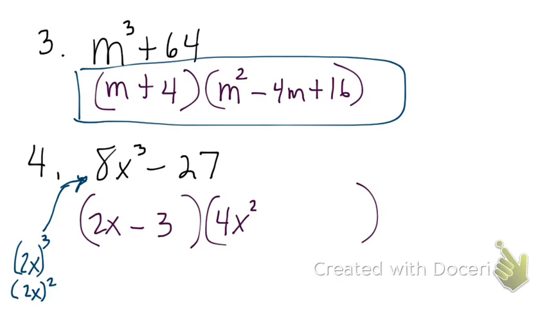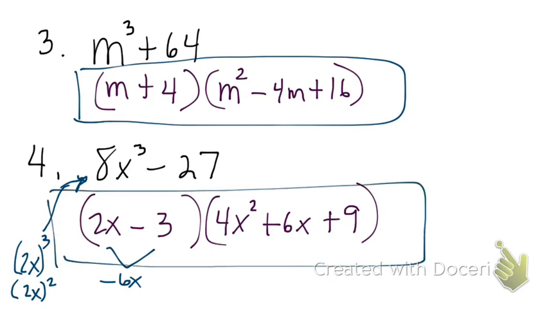And then let's go ahead and multiply these numbers. We're going to get a negative 6x. And we'll use the opposite sign, so we'll have a plus 6x in the middle. And then we're going to square that last number, the minus 3. Negative 3 times negative 3 is 9. And we're done. And that's going to be it for this video.